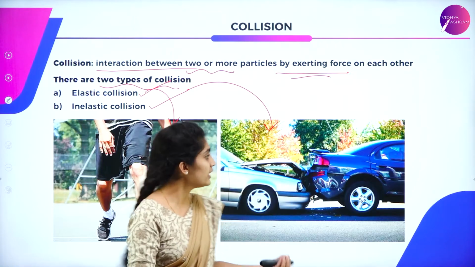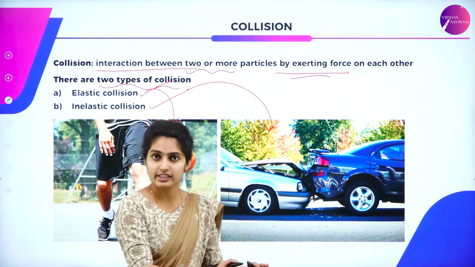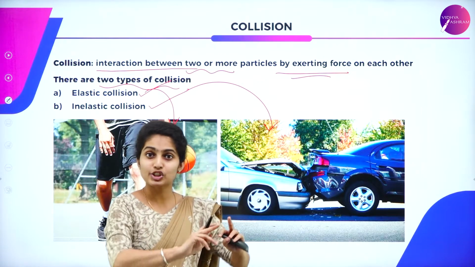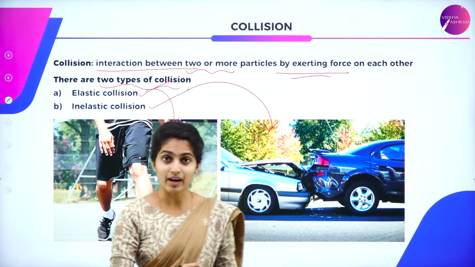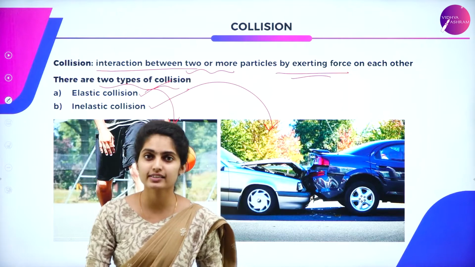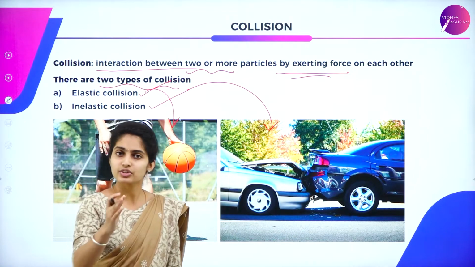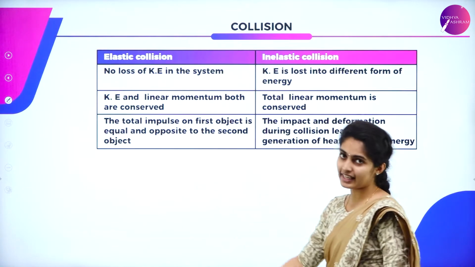So first of all, whatever the kinetic energy is over here, it is lost. There is a deletion of kinetic energy, but it is getting transformed to some other form of energy, but the momentum is said to be conserved. Okay, so this is an example for inelastic collision. So now let us see the difference between elastic as well as inelastic collision.